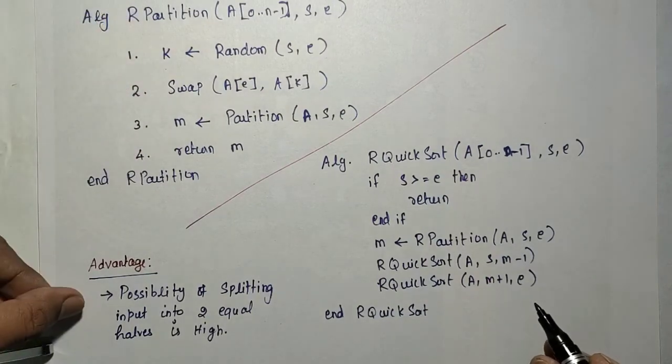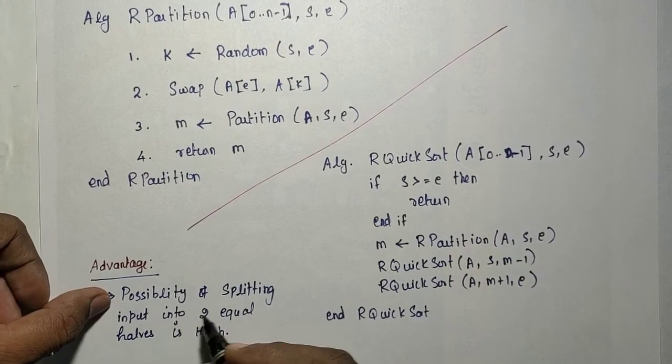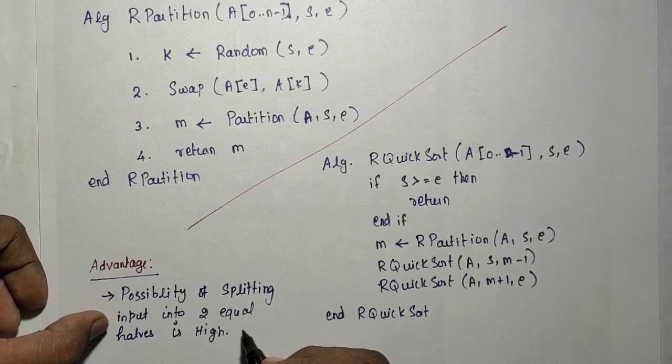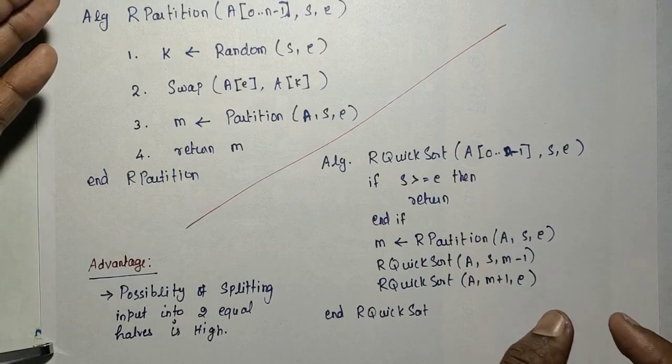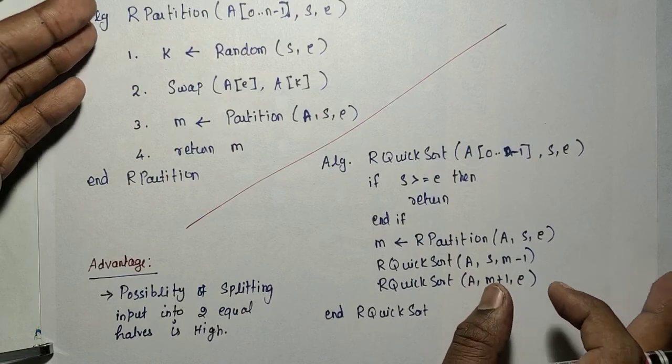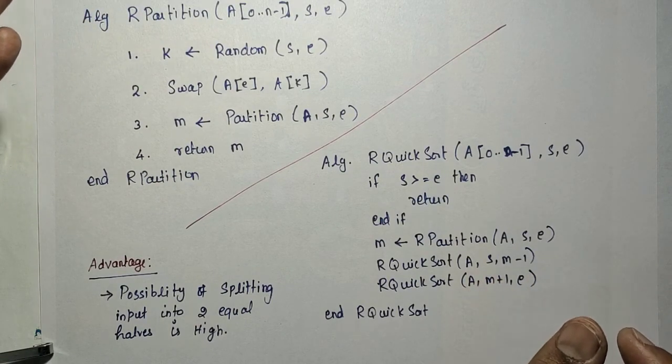So what is the advantage of choosing the random key? The possibility of splitting the input into two equal halves is high, so the possibility of obtaining the best case complexity is high. So we can get the complexity as O of N log N for the quicksort algorithm. So try to implement the randomized quicksort algorithm and try to get that best complexity output.